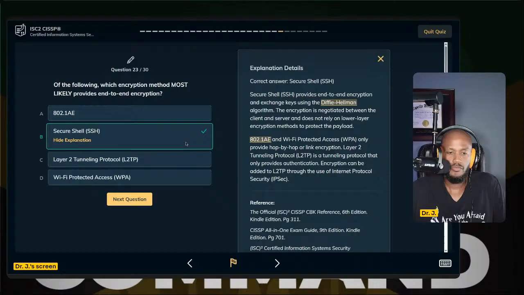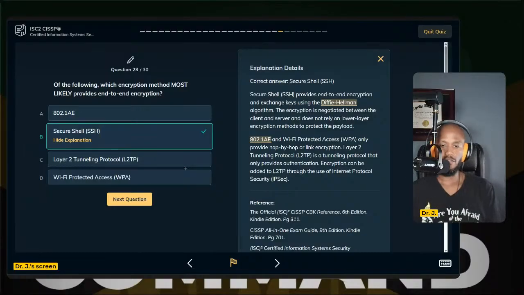Secure shell provides end-to-end encryption and exchanges keys using the Diffie-Hellman algorithm. The encryption is negotiated between the client and server and does not rely on lower layer encryption methods to protect the payload. So 802.1AE and Wi-Fi Protected Access only provide hop by hop or link encryption.